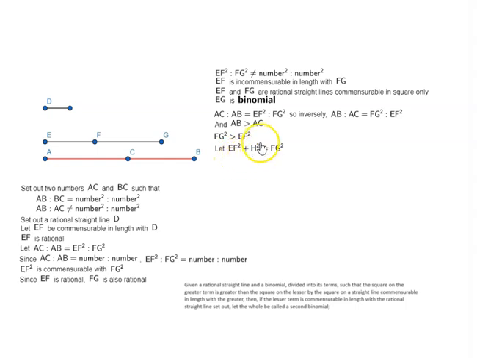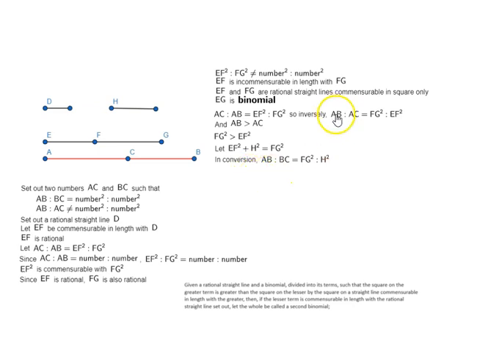Let EF square plus H square equal FG square. Now, if you notice, H square we don't have. So we have to find H such that the square on that plus the square on EF is equal to the square on FG. Again, we know how to do that. Let's look at this proportionality. We have AB is to AC equal to FG square is to EF square. So let's do the conversion.